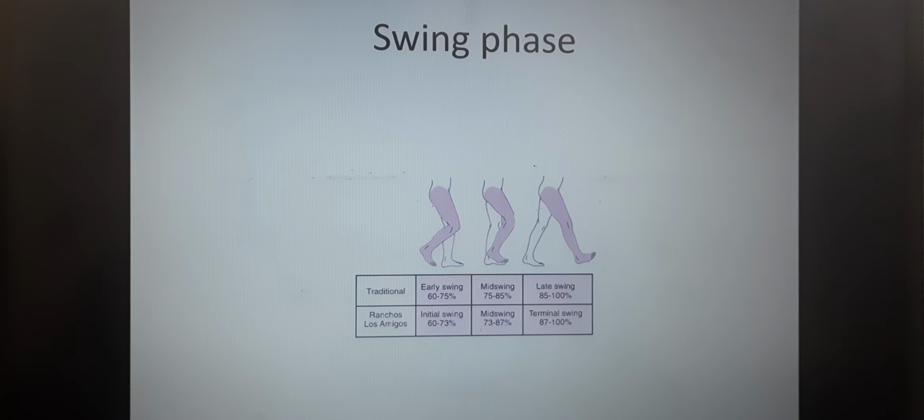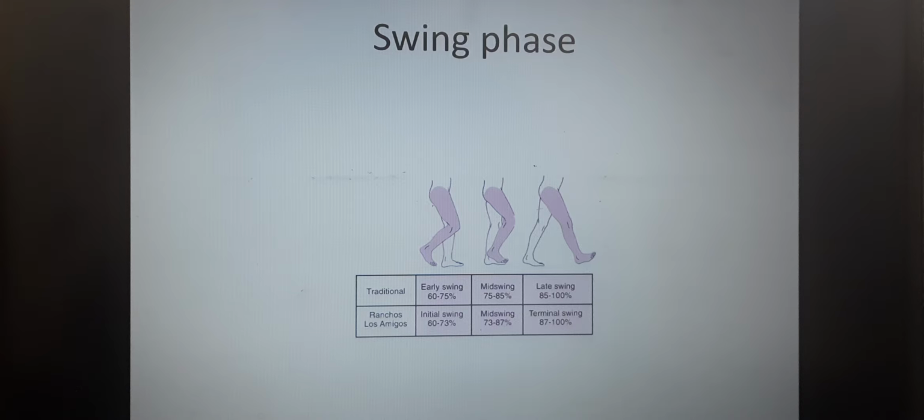Coming to the mid swing phase, it occurs approximately when the extremity passes directly beneath the body, or from the end of acceleration to the beginning of deceleration. It means the initial stage, the early phase, is also called the acceleration phase, and the late swing phase is also called the deceleration phase. Between them there is the mid swing phase.